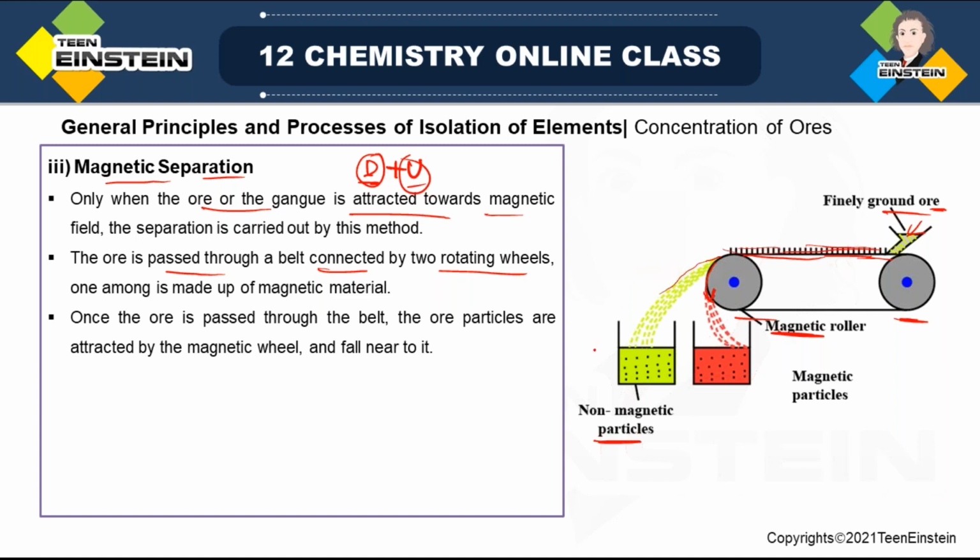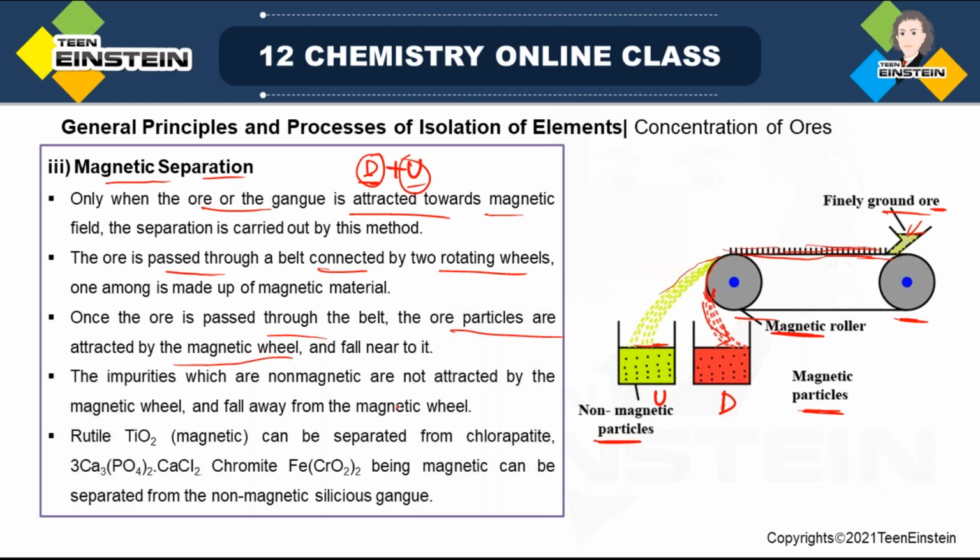Now the magnetic part will be attached to this wheel, but the non-magnetic part, which is the yellow part, will be removed. Okay, so once the ore is passed through the belt, the ore particles are attracted by the magnetic wheel and fall near to it. So in this particular example, we have considered the desired part is magnetic, undesired part is not magnetic, but reverse may also be the case, though mostly it is not so, because whenever there is any iron salt, then this method can be used because they are attracted towards magnet. Fine. So the non-magnetic part, which is the undesired part, in this way they can be separated. The impurities which are non-magnetic will not be attracted by the magnetic field and they fall away from the magnetic field. See, they are falling away, the yellow part.